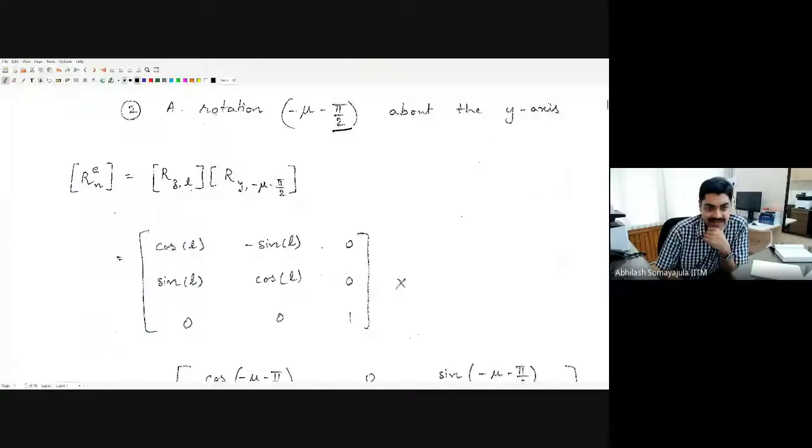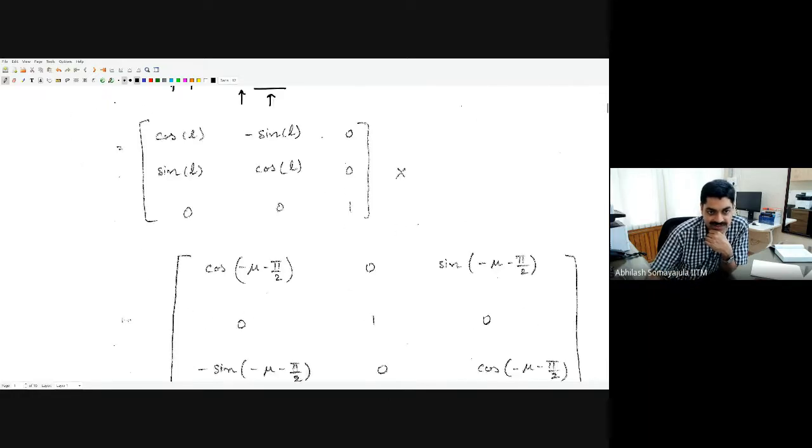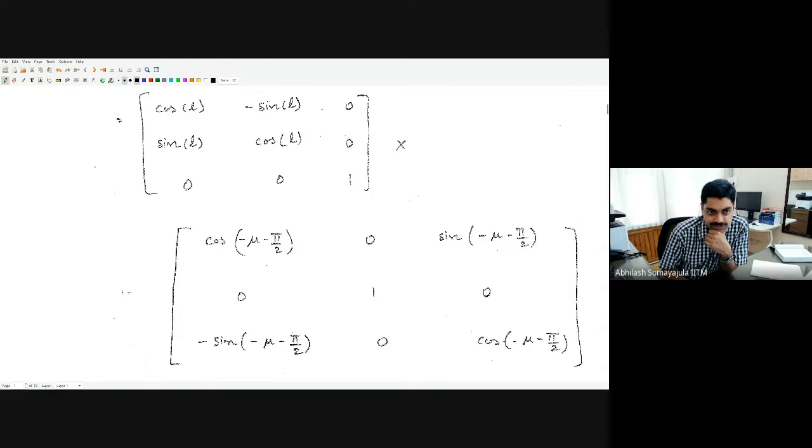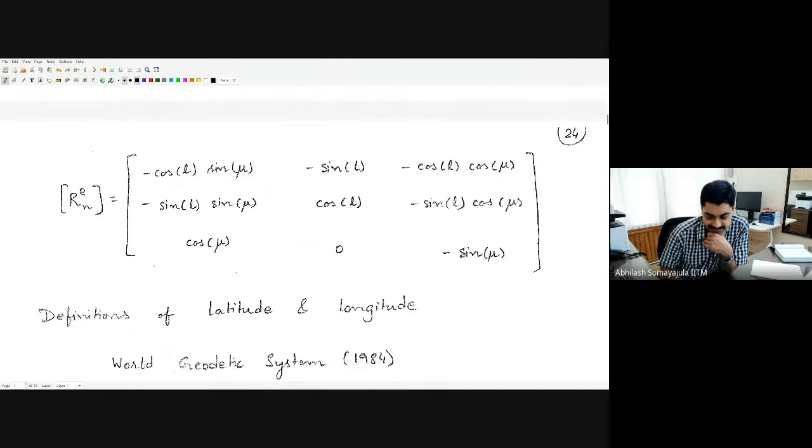So that is why the minus mu minus pi by 2: this minus mu will orient the x-axis opposite to the Zn axis, and 90 degrees will rotate it to the north direction. So we will have first a rotation by an angle L about the z-axis, followed by an angle minus mu minus pi by 2 about the y-axis. So our rotation matrix R_NE will look like a composition of the matrix due to this multiplied by the matrix due to this. We can combine and simplify it, and RNE, the rotation matrix to go from N frame to E frame, can be given as a function of the latitude and longitude, and is given by this expression which we see here.